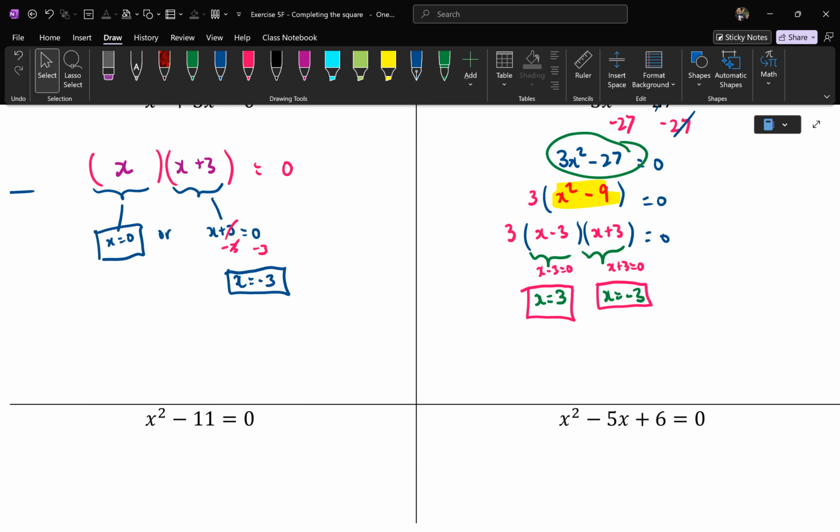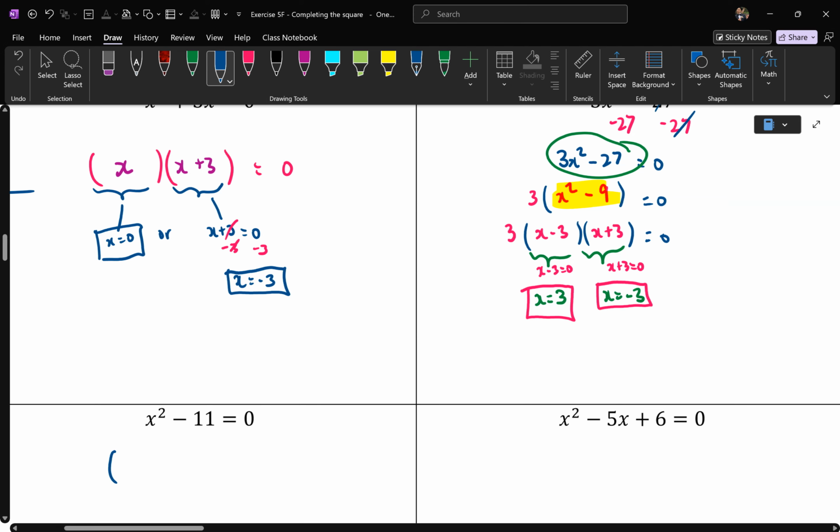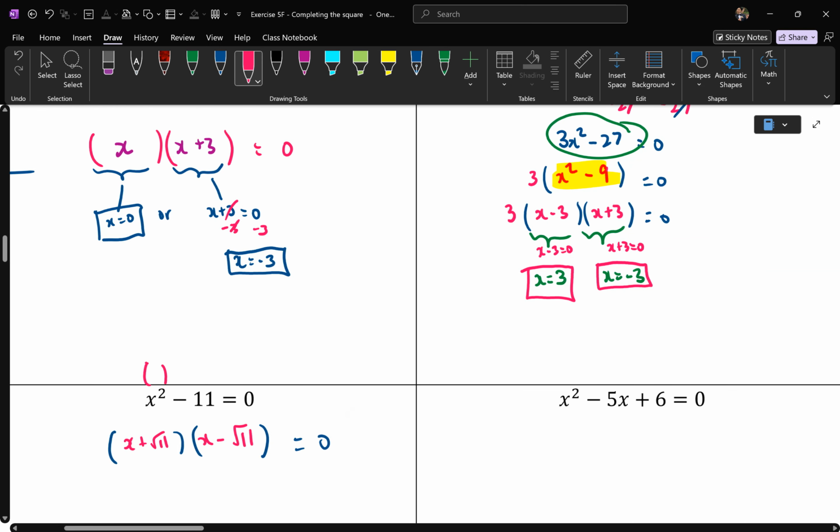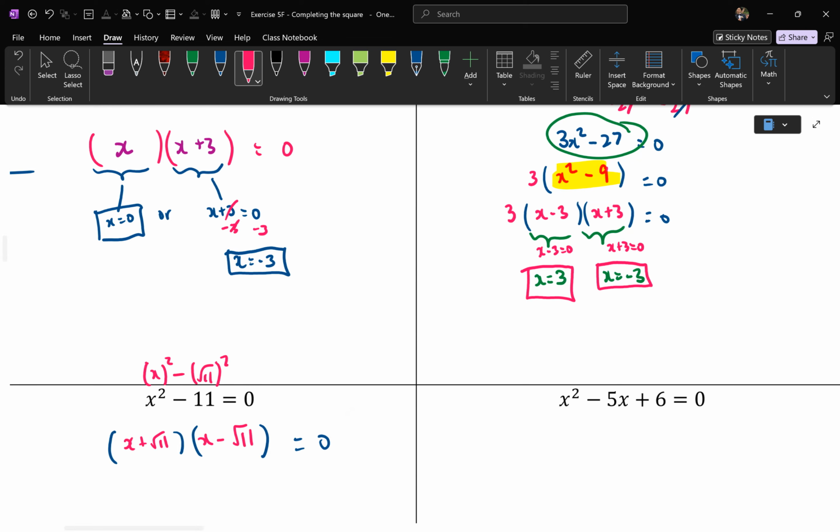Okay, next one. X squared minus 11. Again, our goal is to write them in a factorized form. What is x squared minus 11 factorized? Yes, Nishi. Beautiful. X plus root 11 and x minus root 11. For those who've forgotten, you're using difference of perfect squares. That is the same thing as saying a squared, so x squared, minus, and you wrote root 11 squared. So you can use a squared minus b squared, where b is root 11 and a is x.